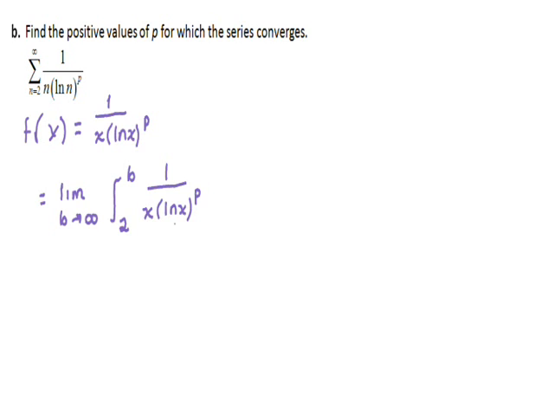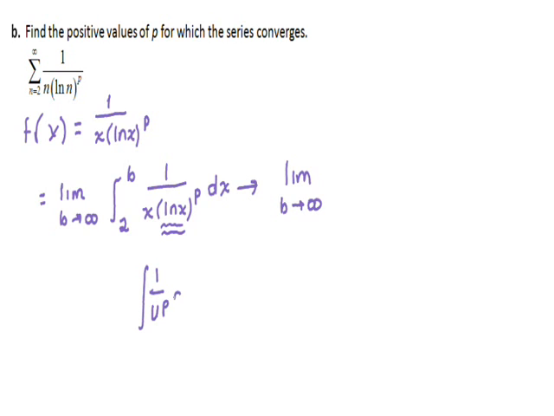I am not going to go into all the detail of the integration as I did with part A, but if you can recall, the u substitution would take place. Your u would be the natural log of x. You would have a 1 over u form, and essentially what this would boil down to is that we would be dealing with a limit as b approaches infinity of the integration of what would be a 1 over u to the p.